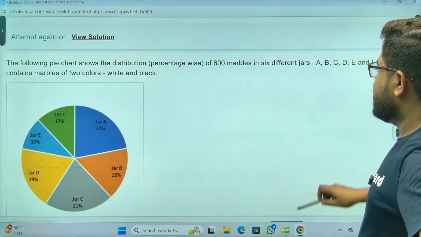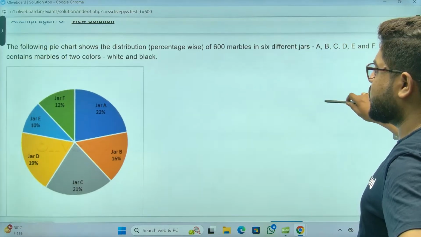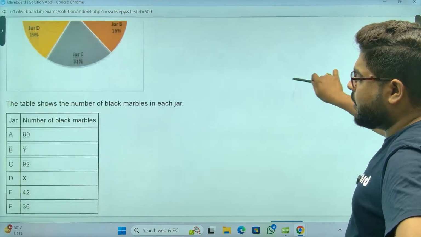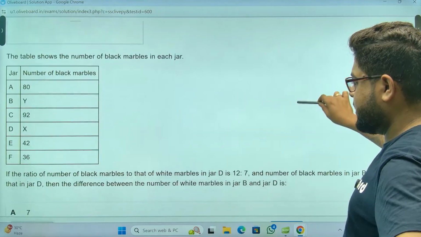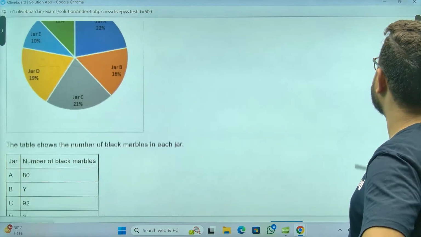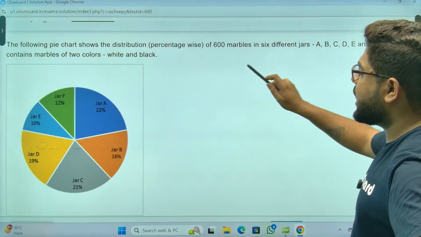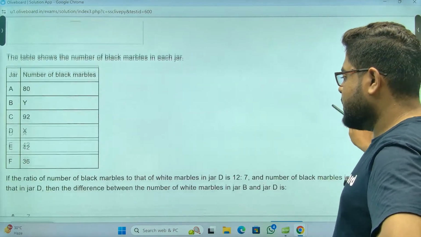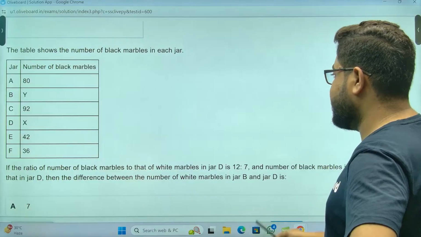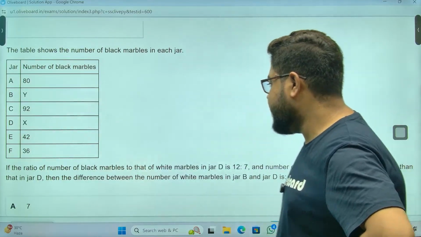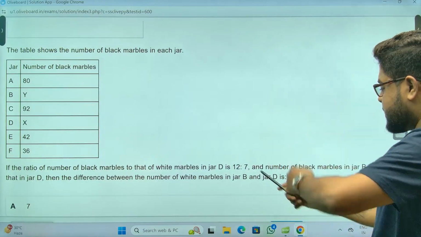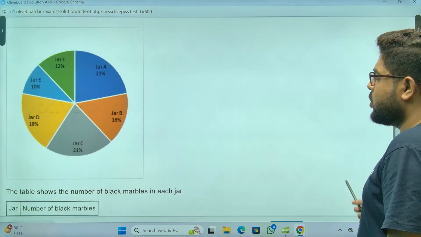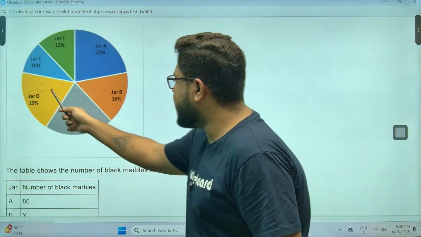Okay, 600 marbles total in 6 jars. The number of black marbles is given, and 2 white marbles. Each jar contains 2 colors, such as white and black. The ratio of the number of blacks and whites in D, not given for B, is 12:7. Total 600, D is 19%.